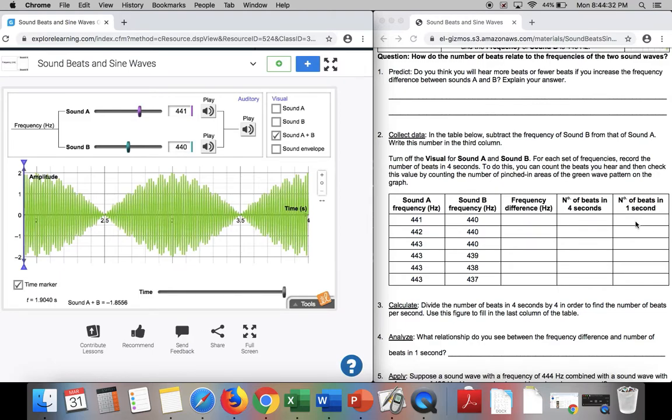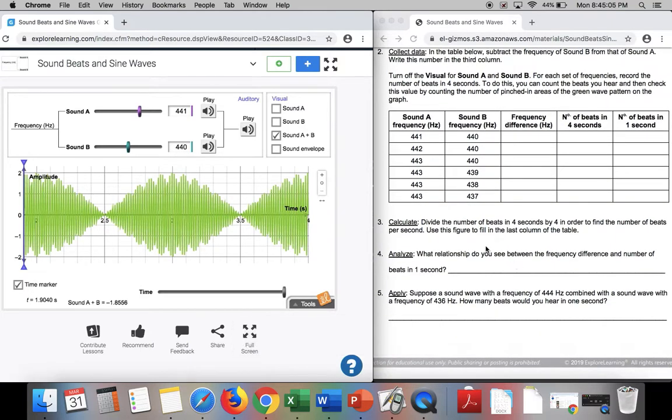And so you're going to go through this whole table and fill out that information. And again, you look here, for A, you have 442. B, you have 440. When I subtract those, that's a difference of 2, so that means it's 2 hertz. Well, 2 times 4 is going to give me 8, so that should be 8 beats in 4 seconds, because I'm having 2 beats every second. And then again, for number of beats in 1 second would be 2. And so that's how you fill out that table.